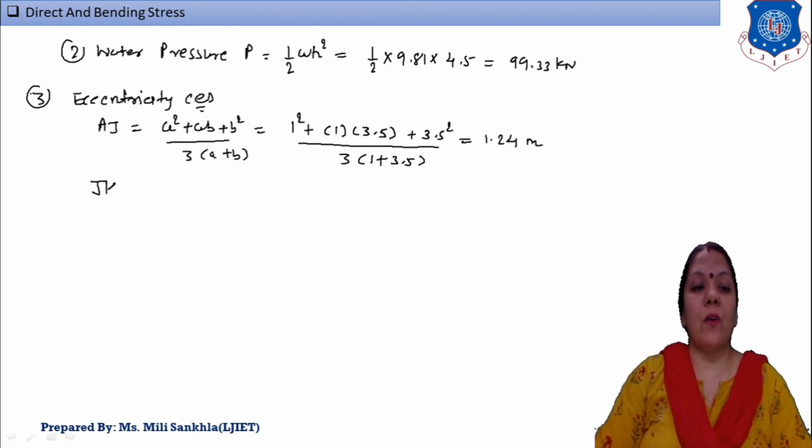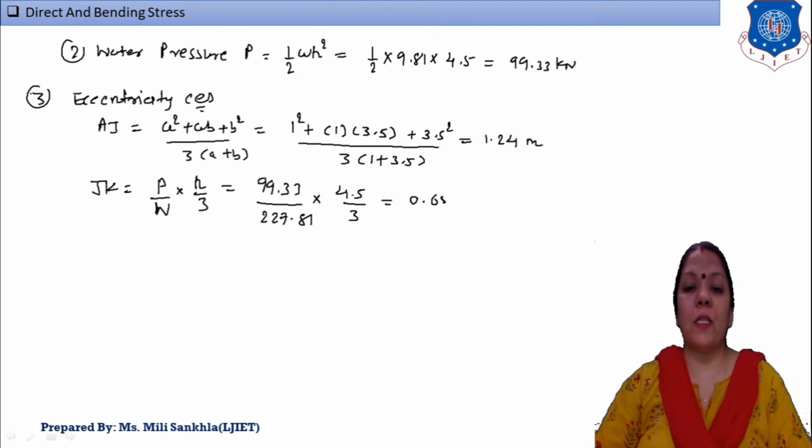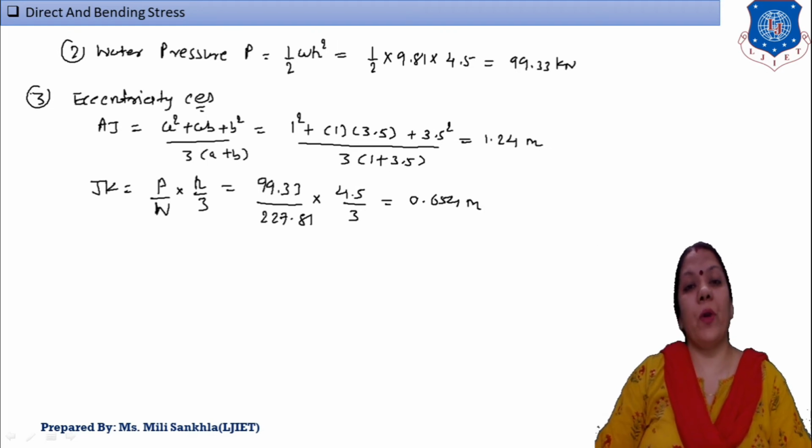Now find out JK. What is the equation of JK? JK is equal to capital P by W into H by 3. Here we find out value of P. P is equal to 99.33 and capital W we found 227.81, and height of dam is equal to 4.5 by 3. My answer of JK is equal to 0.654 meter. Okay, first we find out AJ, then we find out JK.